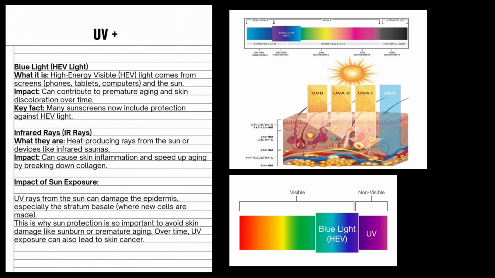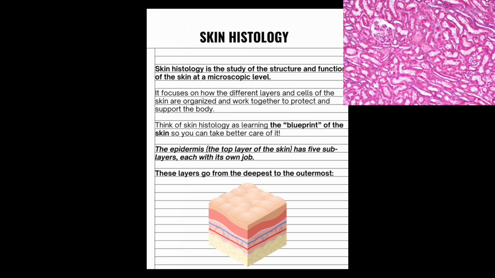Infrared rays, IR rays. They are heat-producing rays from the sun or devices like infrared saunas. They can cause skin inflammation and speed up aging by breaking down collagen. UV rays from the sun can damage the epidermis, especially the stratum basale, where new cells are made. This is why sun protection is so important.